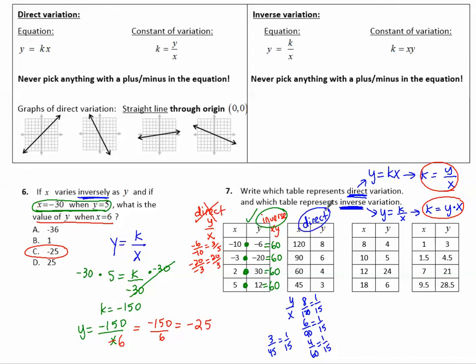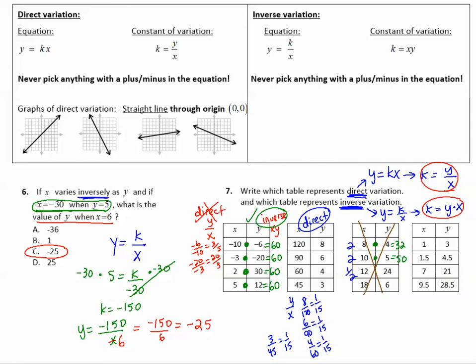How about in this one? Well, if I want to divide this way, which might be easier, 8 divided by 4 is 2, 10 divided by 5 is 2, but 12 divided by 24 is 1/2. So it is not direct. If I multiply, 8 times 4 equals 32, but 10 times 5 equals 50, so it's also not inverse. So this one is neither.